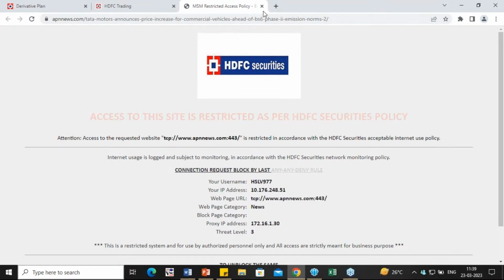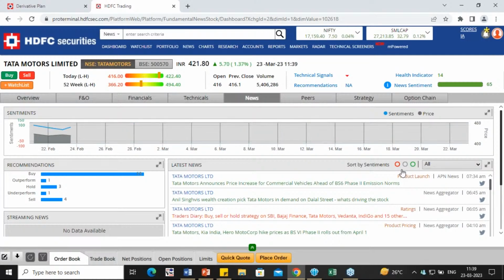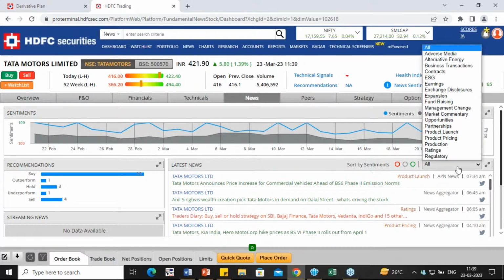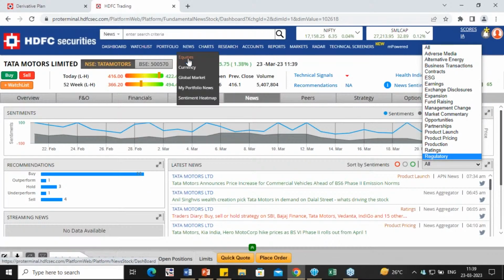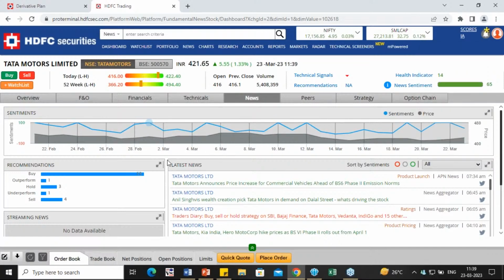Okay, and all of them are genuine domains, don't worry about it. Next, if you also want to sort by sentiments, to see positive, negative, neutral for the particular Tata Motors, you can do that. Also, you can filter where you want to look, like adverse media, contracts, earnings, fundraising. If you want to see overall news of the market, just click on news and click on equity. You will get the overall market news in real time, and it keeps updating.